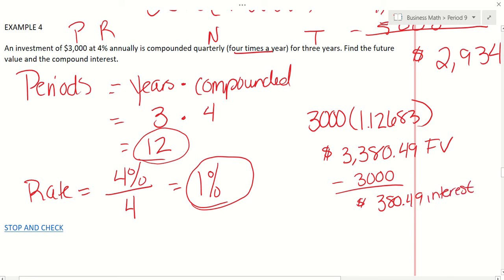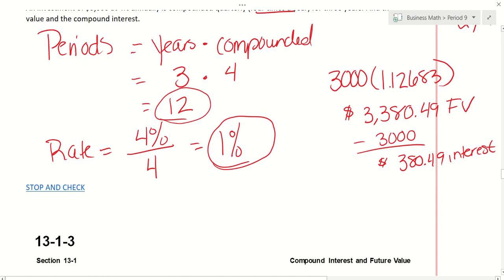So using the table, you must have your periods, years times how many times it's compounded, and your rate, percent divided by how many times it's compounded, to go to the table to get the value to multiply by the principal. Okay, go ahead, click on the stop and check, pause the video, do the stop and check, and then come back to the video when you are done.